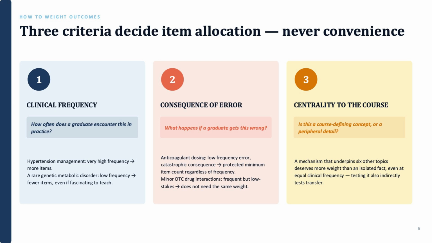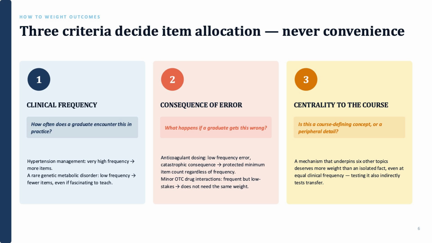When we weigh outcomes for assessment, it's guided by 3 crucial criteria, never convenience. First, clinical frequency. We must ask, how often does a graduate encounter this in practice? Hypertension management, for example, has a very high frequency, thus warranting more items. A rare genetic metabolic disorder, while perhaps fascinating to teach, has low frequency and fewer items.